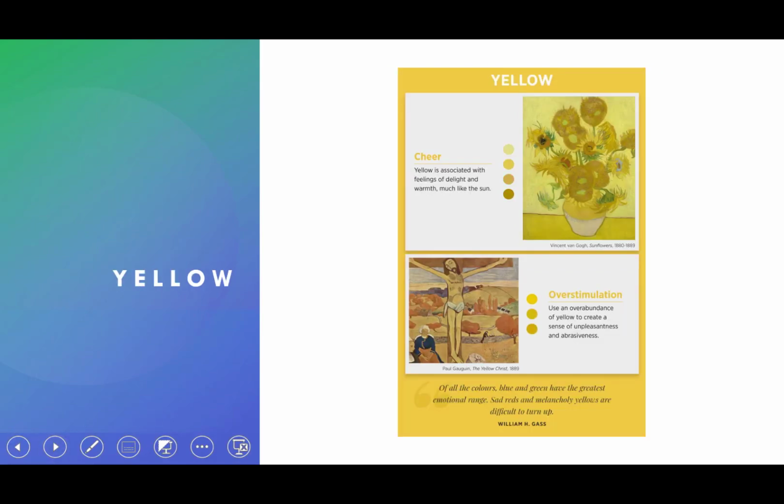Yellow. Here we have Van Gogh, one of his most famous ones. A lot of Van Gogh stuff is famous, but I always remember the sunflower one.